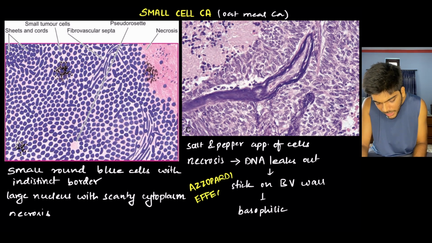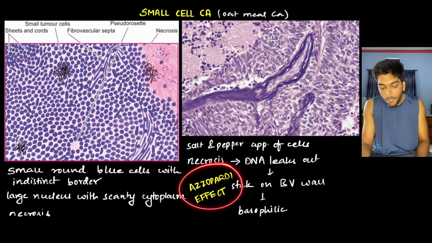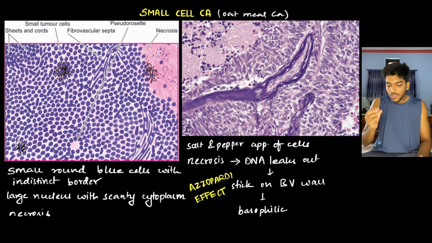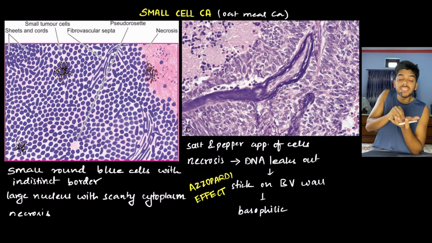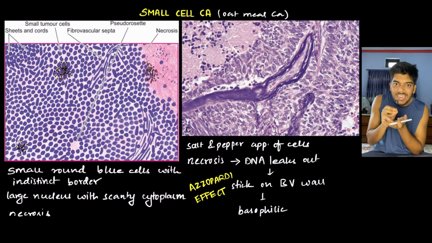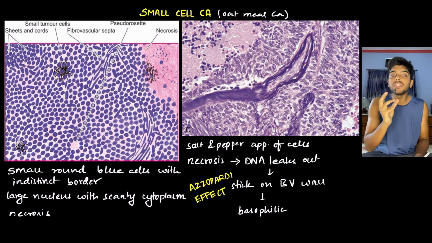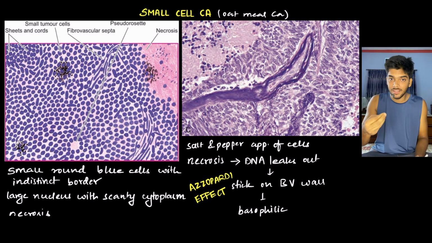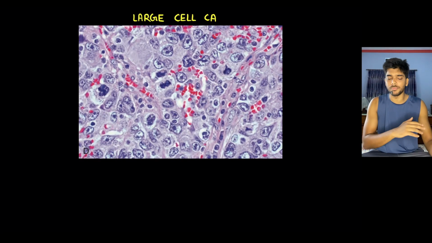So a few important terminologies. Number one, salt and pepper appearance of individual tumor cell. Number two, oatmeal carcinoma referring to small cell carcinoma. Number three, Azzopardi effect. What is Azzopardi effect? Due to necrosis of these tumor cells, the DNA from inside the tumor cell leaks out. This leaked DNA goes and sticks on the wall of the blood vessel. As a result, the wall of the blood vessel appears blue or becomes basophilic. This is Azzopardi effect.